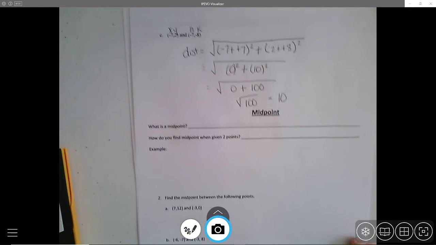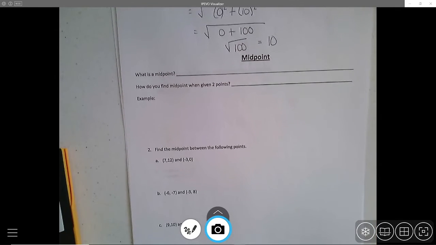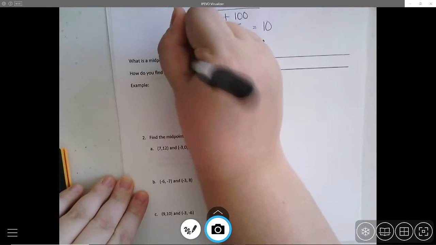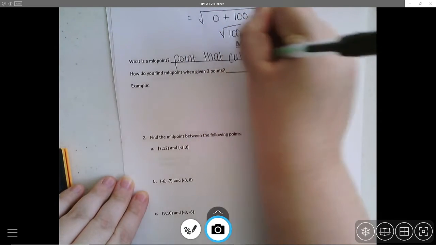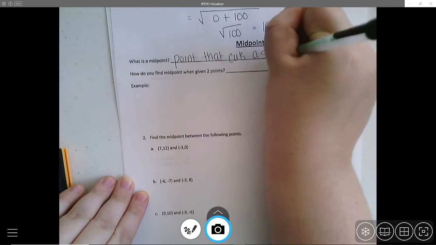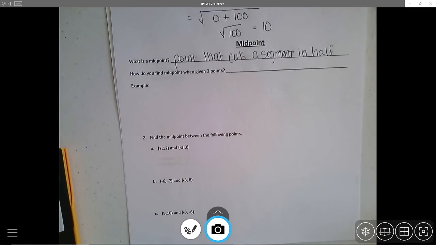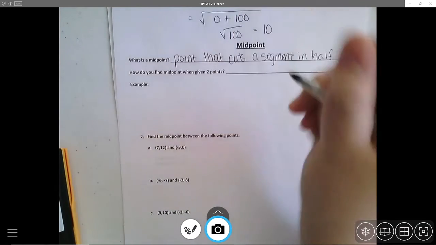Okay, looking here at midpoint. We've talked a little bit about midpoint. Now we're going to just see it with points rather than algebraic expressions. What is a midpoint? This is a point that cuts a segment in half. Now, how do you find a midpoint when given 2 points? This is a formula that is not given somewhere else. It's one you have to remember.